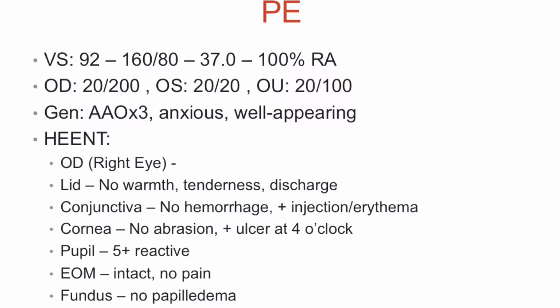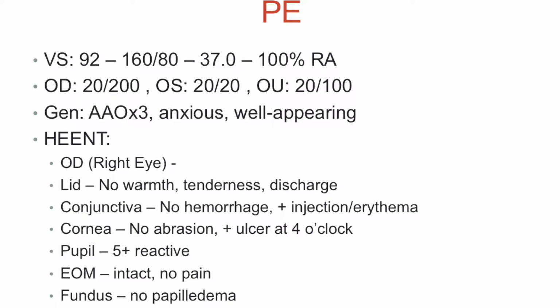Physical exam, vital signs: 92 is the pulse, 160/80 is blood pressure, temp is 37, satting 100% on room air. OD is a Latin abbreviation for right eye. Visual acuity is 20/200. OS is left eye, 20/20. OU is both eyes together, and that's 20/100. This could obviously be documented as an R for the right eye, L for left eye, or B for both. This is just the normal medical Latin abbreviations you may see.